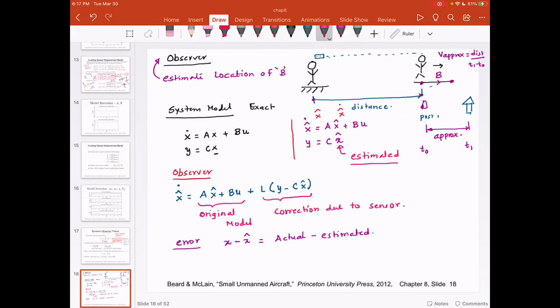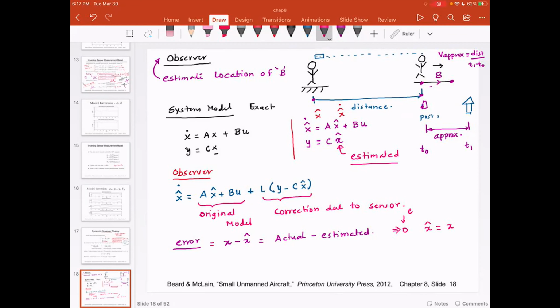And think about it like this. You have some error. The error is between actual and estimated. If my error is zero, that means my estimate is close to the actual value. But in regular practice, that may not happen.